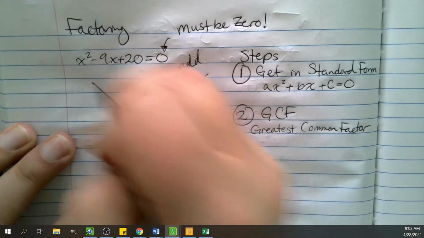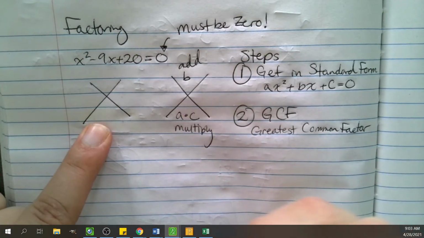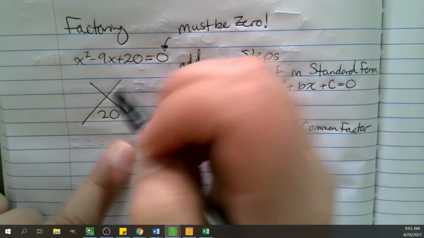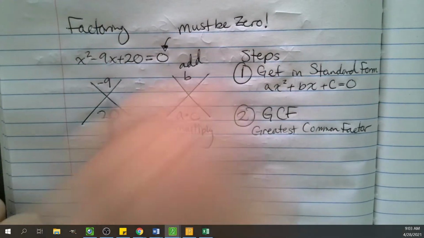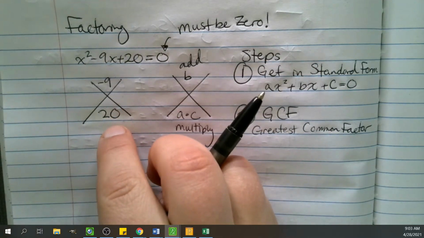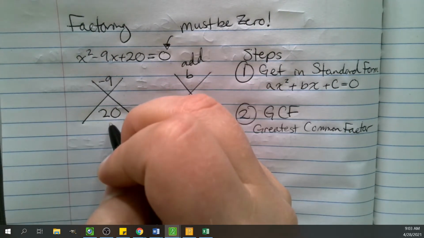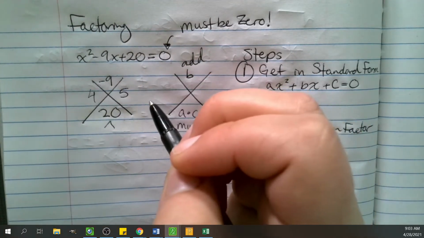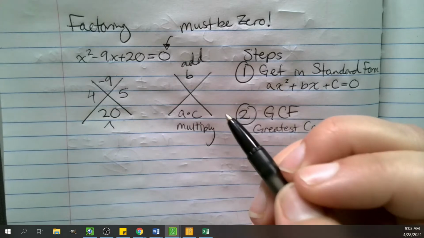So what are we going to do? What number goes down here? Give me the actual number. What number goes in the top? Richard, can you think of two numbers that multiply to 20? 4 and 5? Do you know what the sign needs to be?